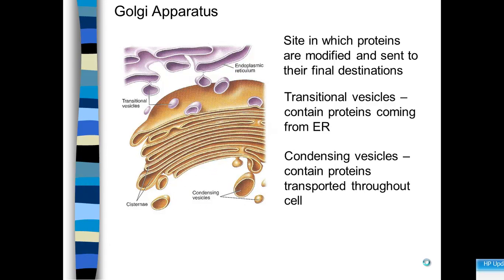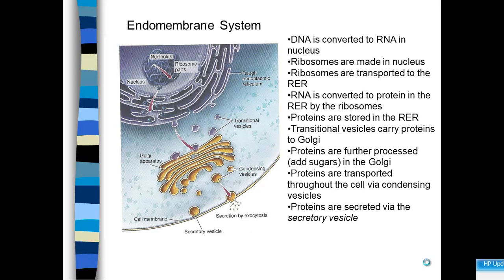Condensing vesicles then contain proteins and some of them contain lipids. And these are just little taxi cabs. They will transport the proteins to different organelles in the cell. They'll also transport proteins to the cell membrane so the proteins can be secreted.